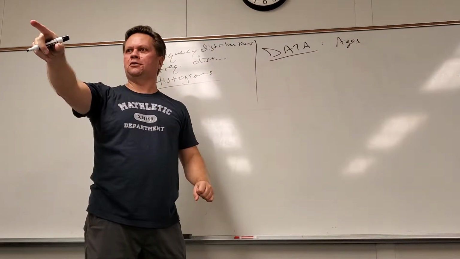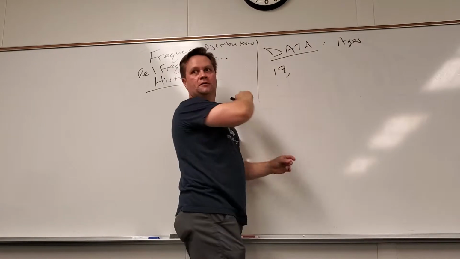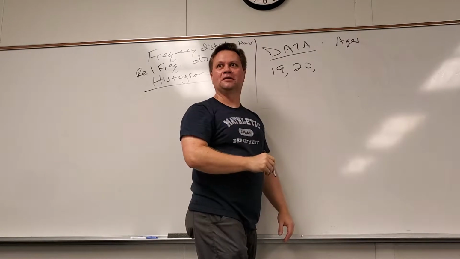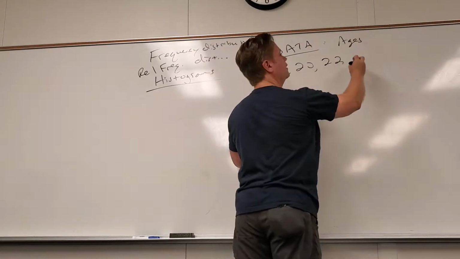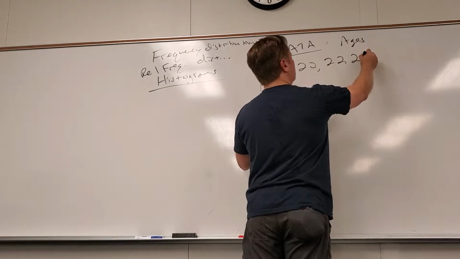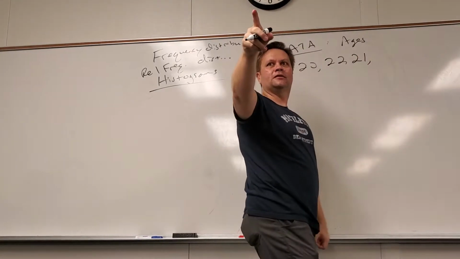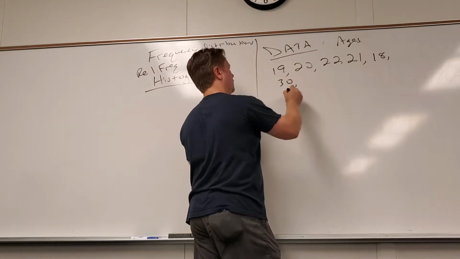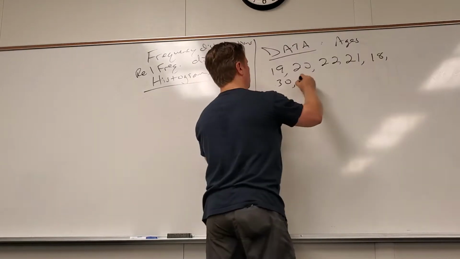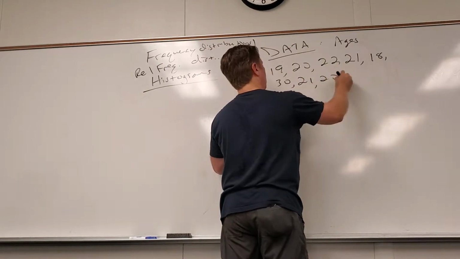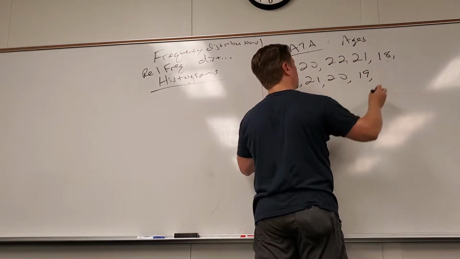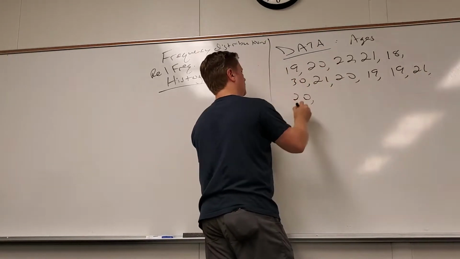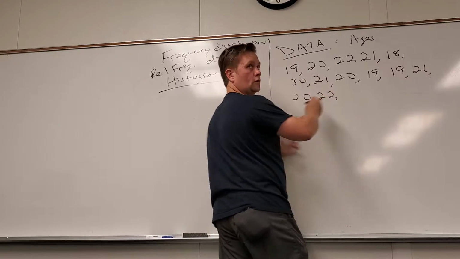So let me see. What's your age? How old are you? 19. 19. Keep going. 20. Keep going. There we go. 29? 21? You just added 8 years. 18. Loud and proud, everybody. 30. 21. 20. 19. 21. 20. 22.